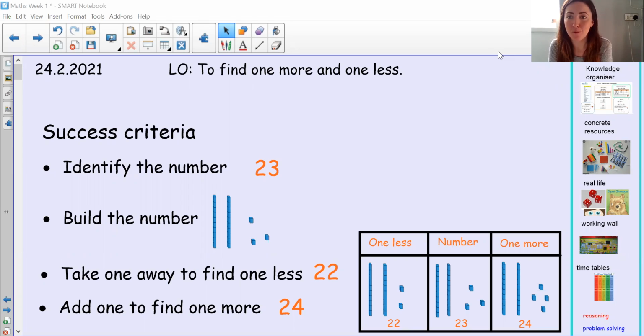So yesterday we were representing numbers to 50, and today we are learning to find one more and one less than numbers to 50. So again, using those representations, but finding one more and one less. So our success criteria is identify the number, build the number, take one away to find one less, add one to find one more.